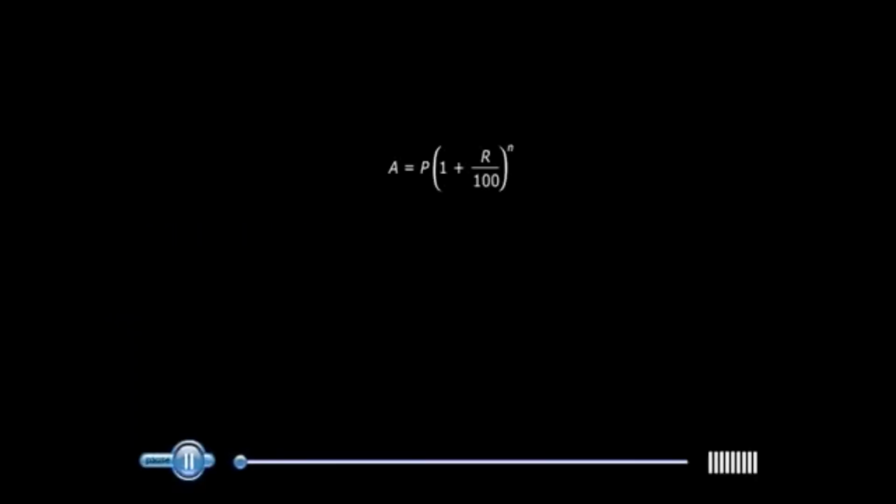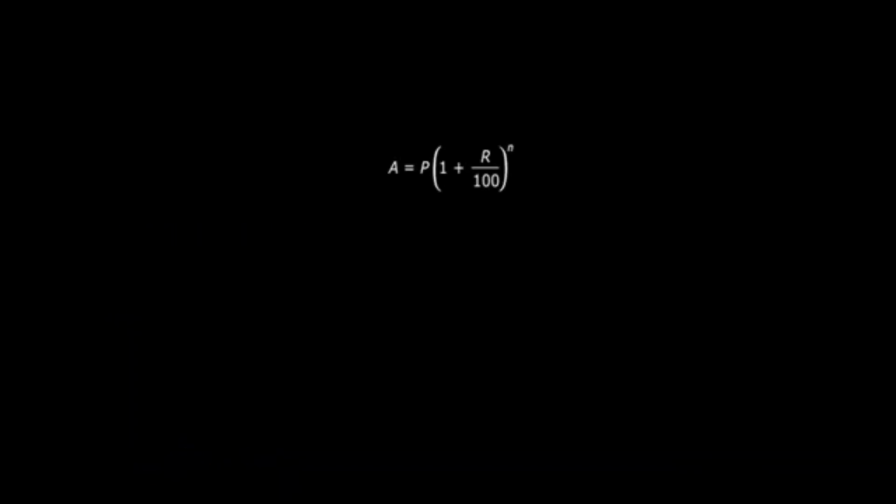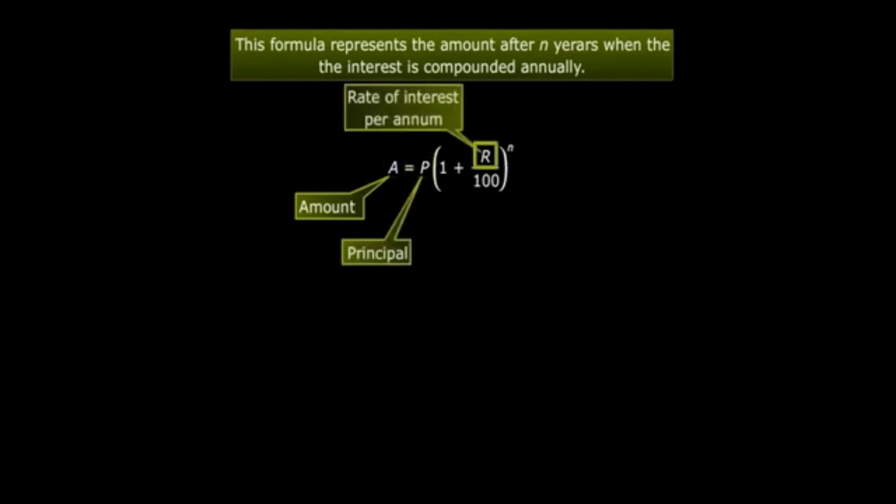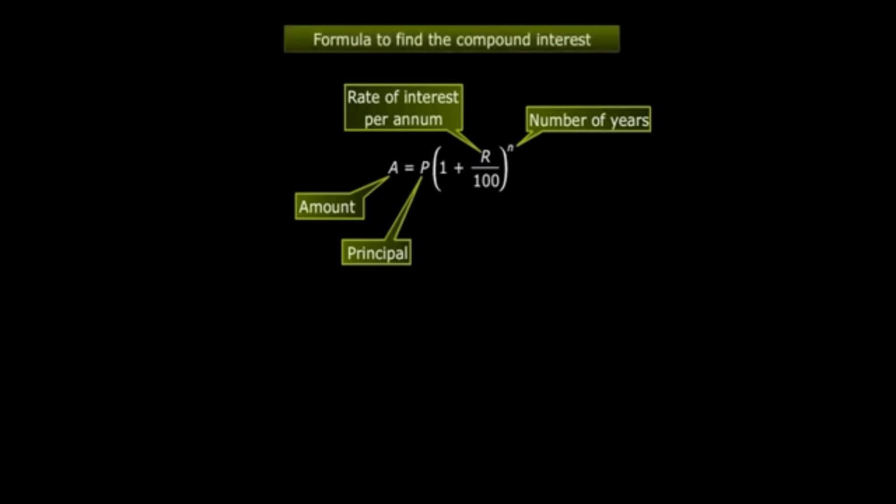Formula on the screen: A equals P into 1 plus R by 100 raised to N. Now what is this formula all about? This formula tells us about the amount after N years when the interest is compounded annually. Here A is the amount, P is the principal, R is the interest per annum, and N is the number of years. So in short, this is the formula to find the compound interest. And let me prove it to you.